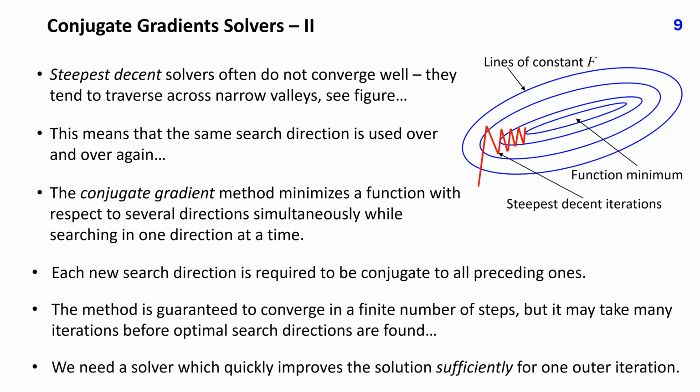An improvement is provided by the conjugate gradient method, which minimizes a function with respect to several directions simultaneously while searching in one direction at a time. Each new search direction is required to be conjugate to all preceding ones. The method is guaranteed to converge in a finite number of steps, but it may take many iterations before optimal search directions are found. We need a solver which quickly improves the solution sufficiently for one outer iteration.